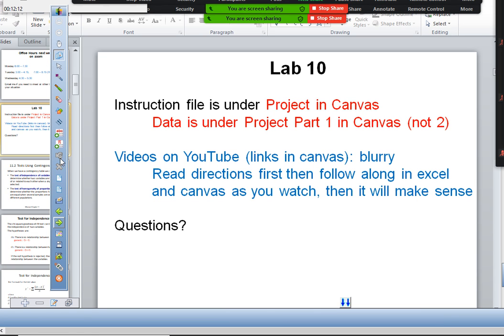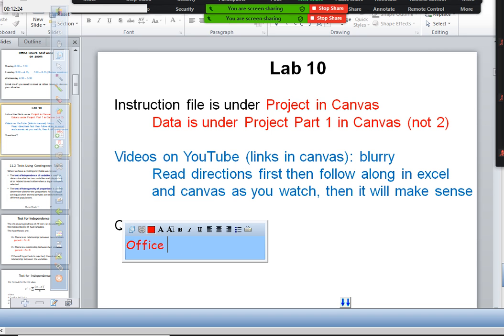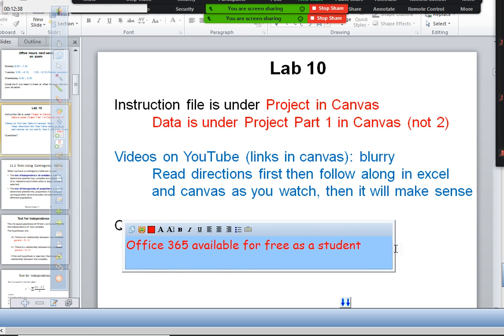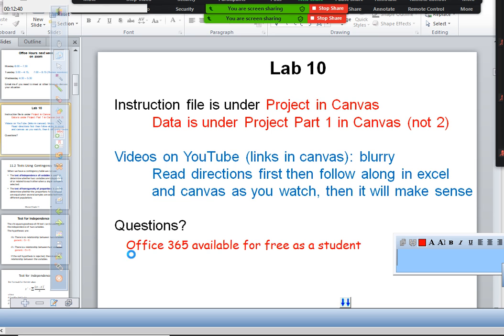All right, so lab 10. I wanted to add something in here about Office 365 being available for free as a student. That has Excel in it. So this would be Excel.